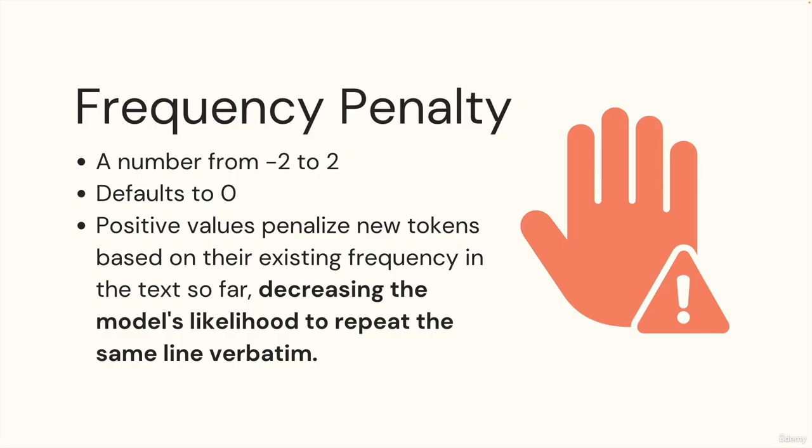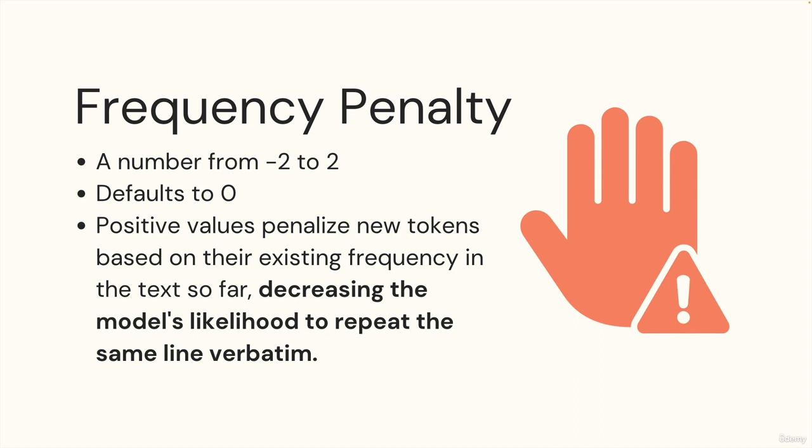Welcome back. So next up, we're going to talk about two different parameters we can provide that sound similar. One is called frequency penalty. The other is called presence penalty. They both have to do with reducing or increasing repetition in our output, but the way they do it is different. So we'll start with frequency penalty.